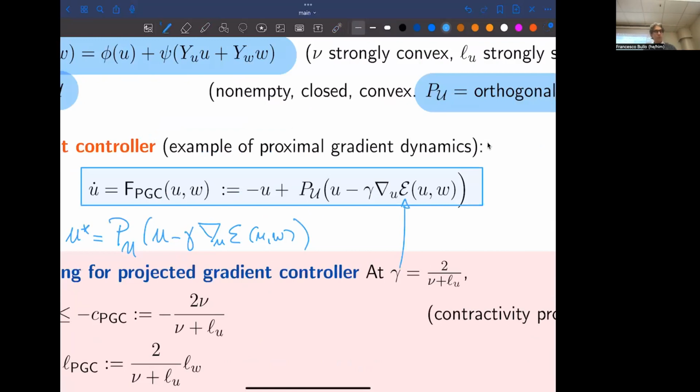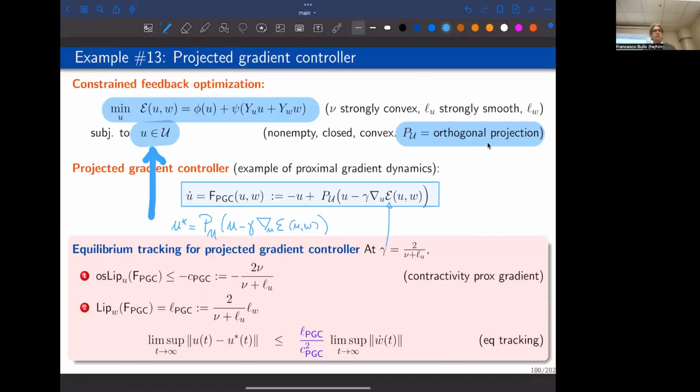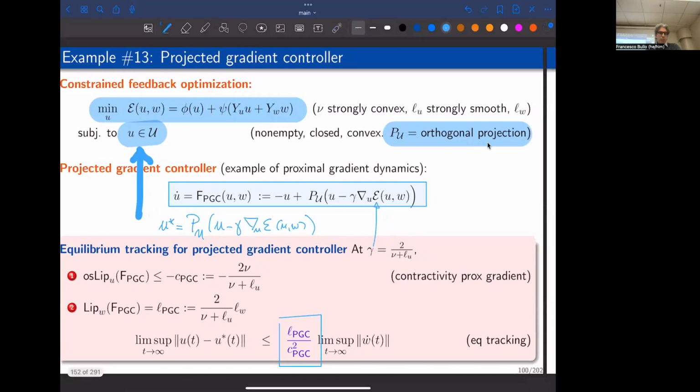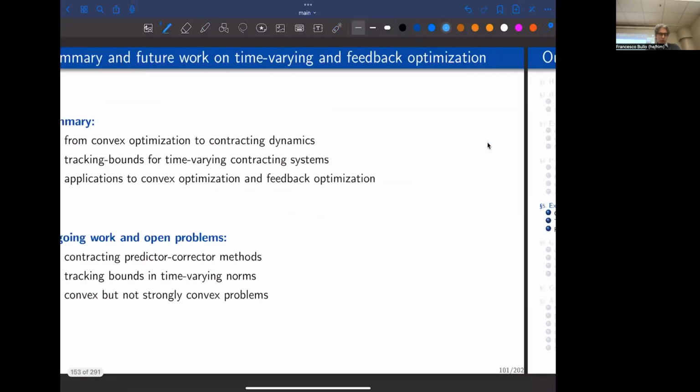So this is still working, with different contraction rate and Lipschitz constants, but these are quantities that you can compute. You need to chase through the definitions and compute the right quantities. So this works again, and therefore you're going to achieve equilibrium tracking with a constant factor L over C squared times, of course, the speed at which the parameters are changing, which is, as we knew, the driving force. Okay, so this completes my discussion of the gradient controller.